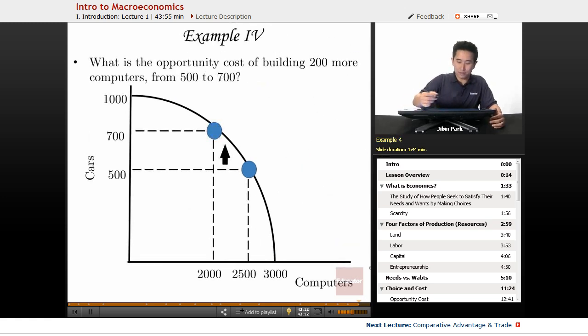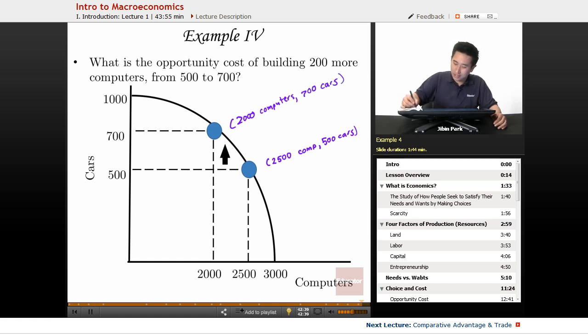Now, what is the opportunity cost of building 200 more cars from 500 to 700? Here, it's 2,500 computers and 500 cars. Now, what's going to happen if you decide to build more cars here? So now you'll have fewer computers. You have 2,000 computers, but now you have 700 cars. So again, what do you gain? What's the gain from doing this? Well, you gain 200 cars, but now you're looking at what is the opportunity cost here. So the opportunity cost, you gain 200 cars, but guess what? You gave up 500 computers.